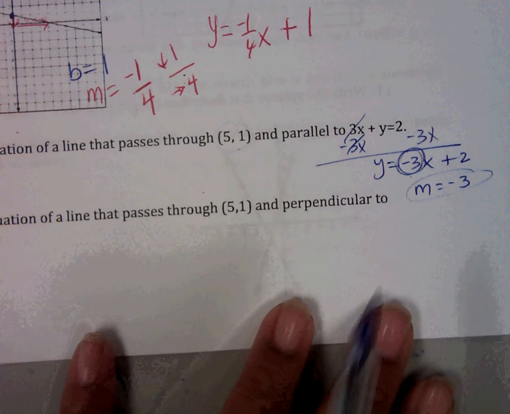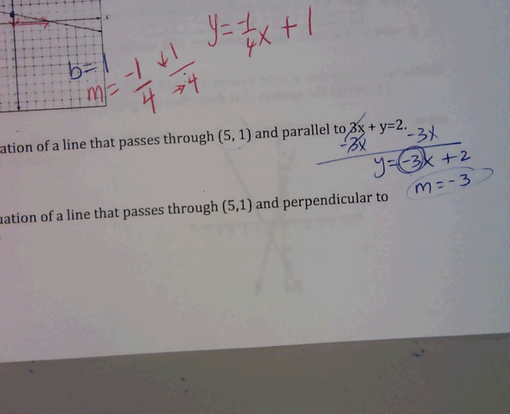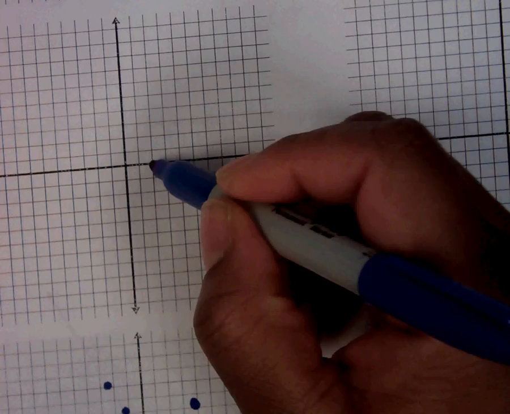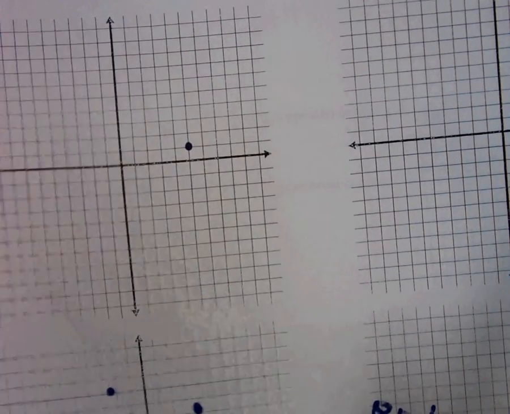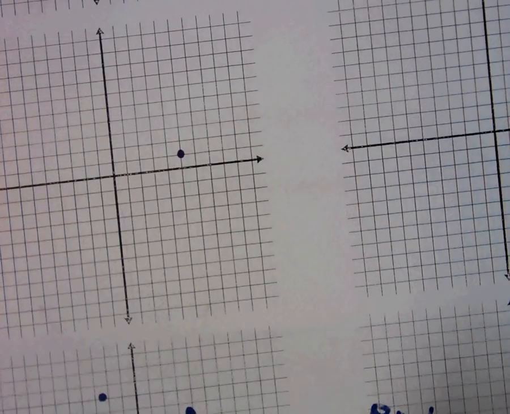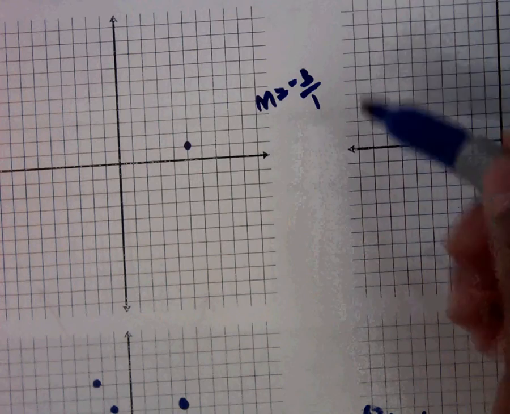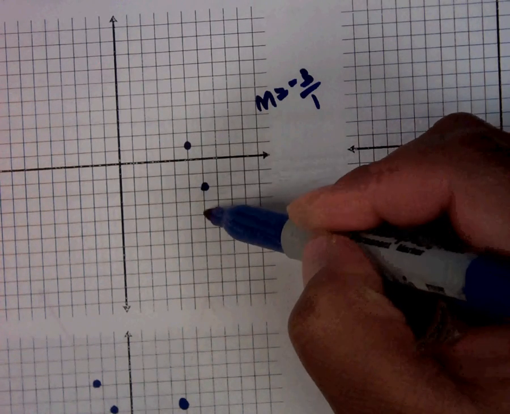Knowing that m is negative 3, and now having this point, you can use the shortcut, guys, that I showed you. And the shortcut was to go get your graph paper, and we need to plot 5, 1. So let's do that. 1, 2, 3, 4, 5, 1. And then we needed to plot the slope negative 3. So that means if slope is negative 3, put it over 1 and go down 1, 2, 3 and over 1. And that's all we need.